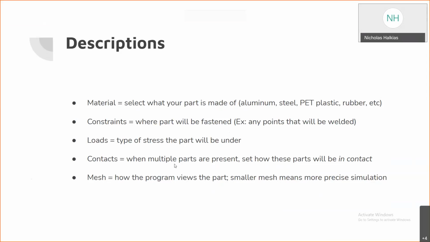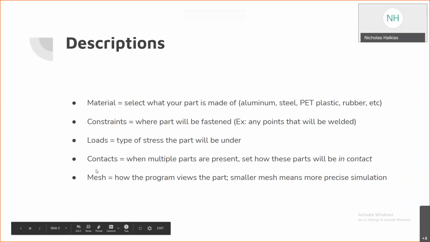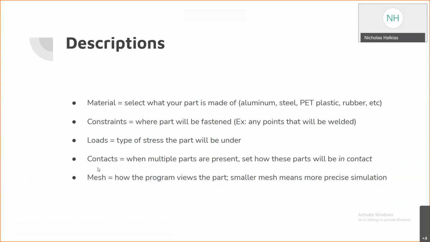Contacts is when you have multiple parts, and it just sets how these parts will be in contact with each other. If you have a single part, you just click, I'll show you later, you just click automatic, I believe, and it will just automatically generate them, and it's just a single part, so there should be none. And then mesh is just how the program views the part, and if you have smaller mesh intervals, it just means the simulation will be more precise. Typically, the default setting is good enough, but just in case.